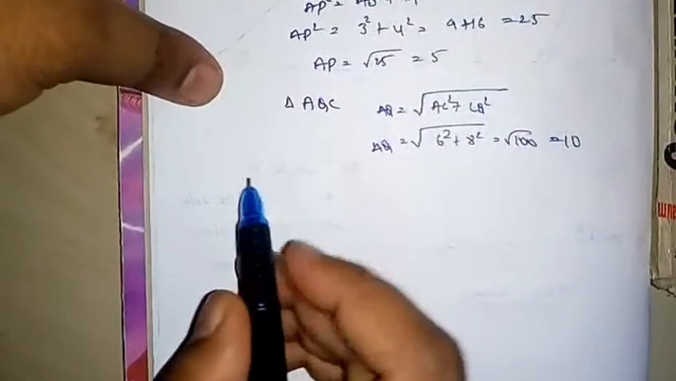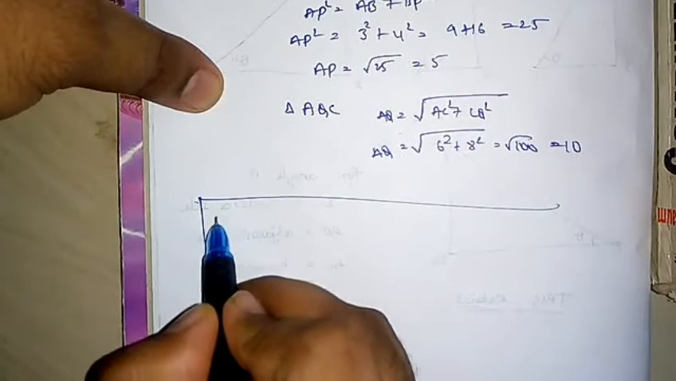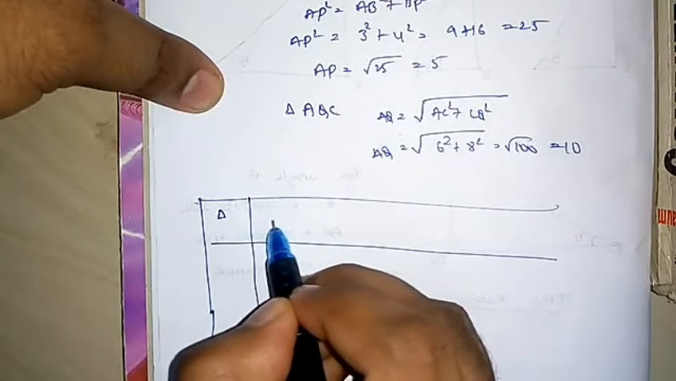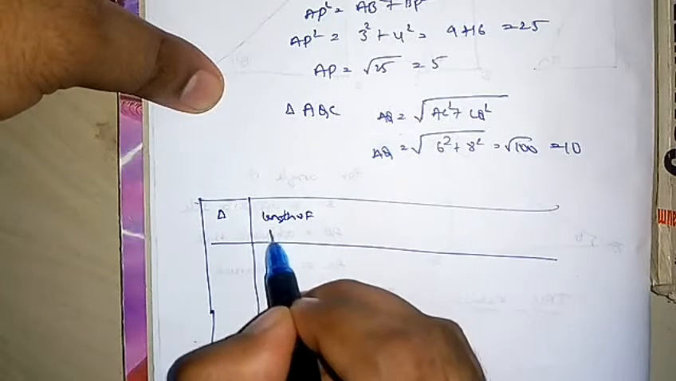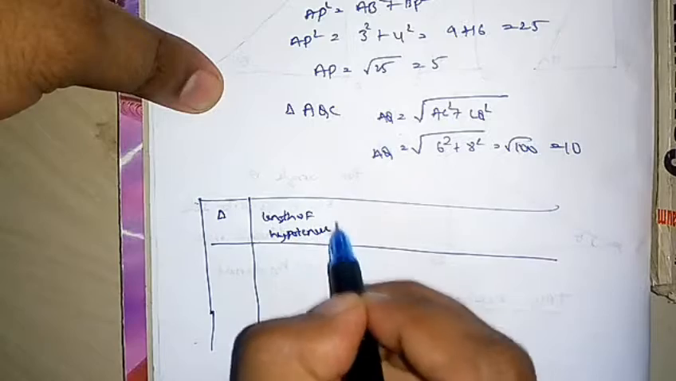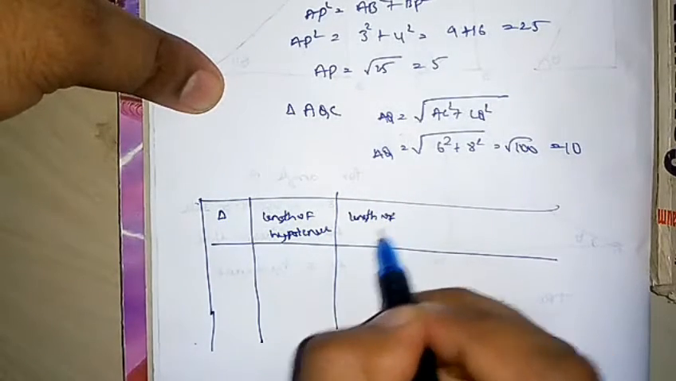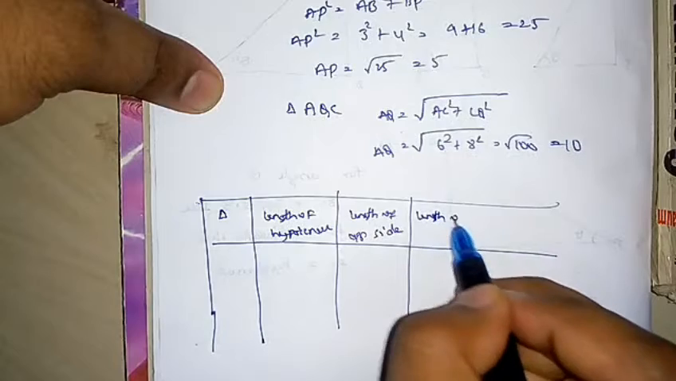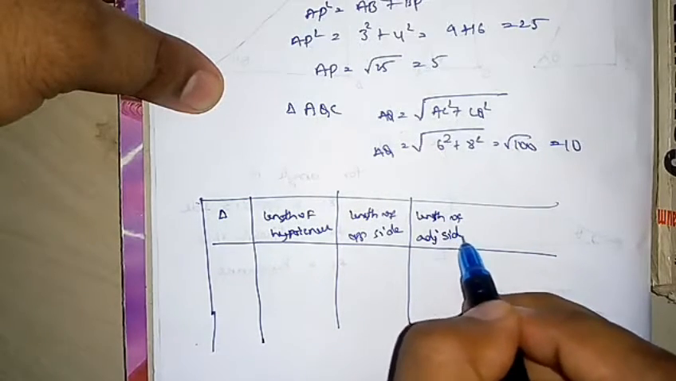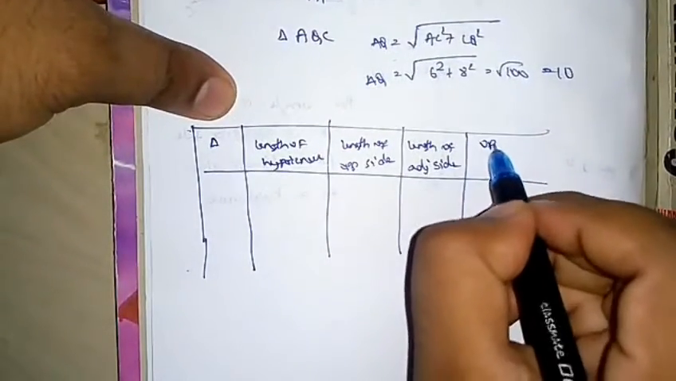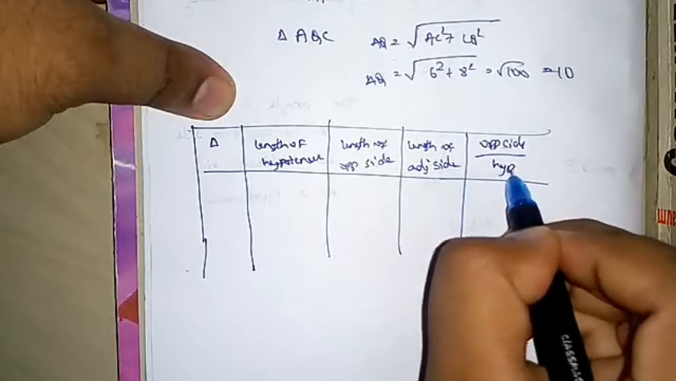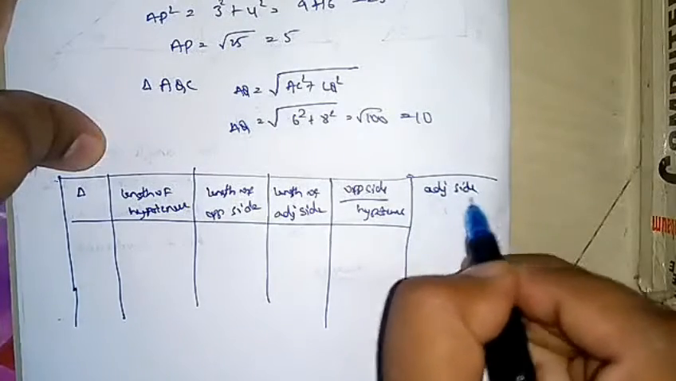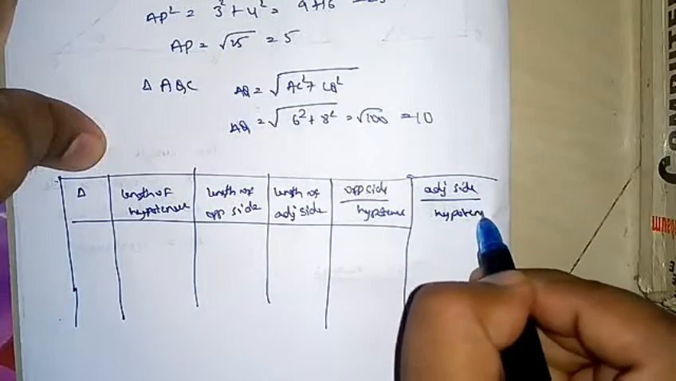Now let's form the table data. Triangle, name of the triangle, length of the hypotenuse, length of the opposite side, length of the adjacent side, opposite side by hypotenuse, adjacent side by hypotenuse. Let's fill this table.